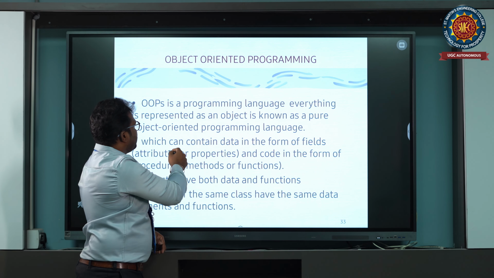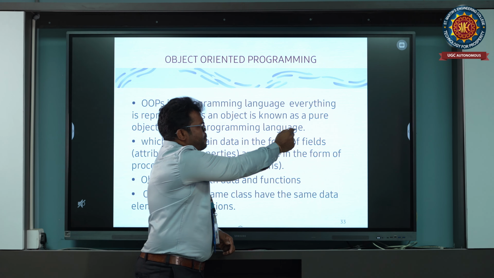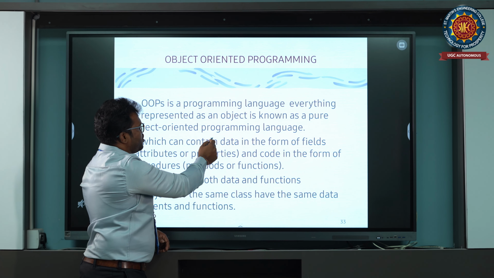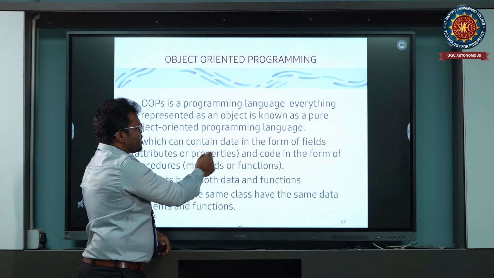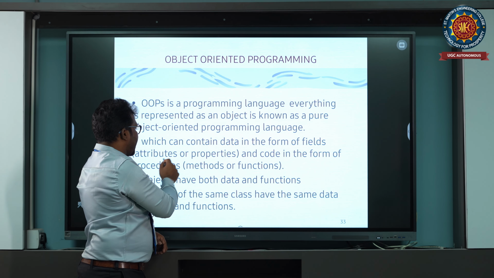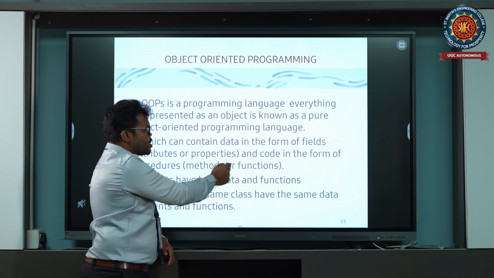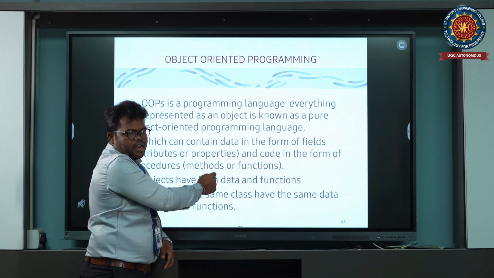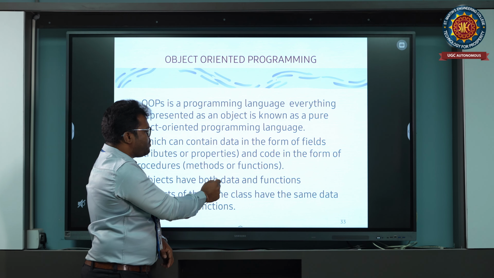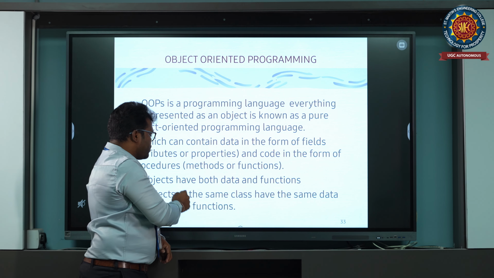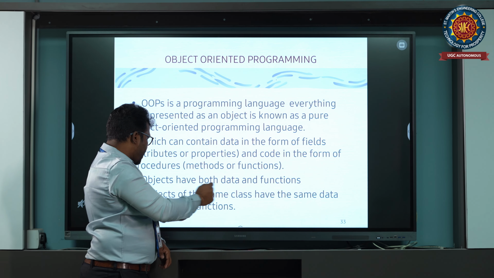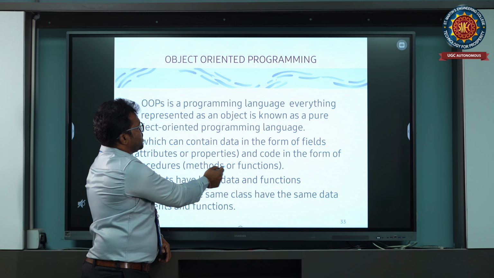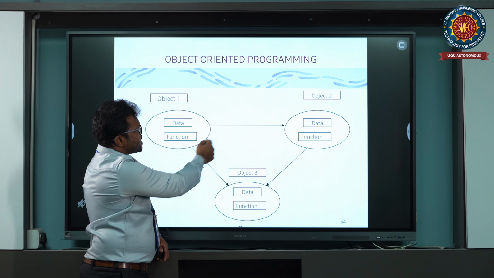Object-oriented programming. OOPS is a programming paradigm where everything is represented as an object. It is known as a pure object-oriented programming language. It can contain data in the form of fields, attributes, or properties, and also code in the form of procedures, that is, methods and functions. Objects have both data and functions. Objects of the same class have the same data elements and functions. Then, this is the example.